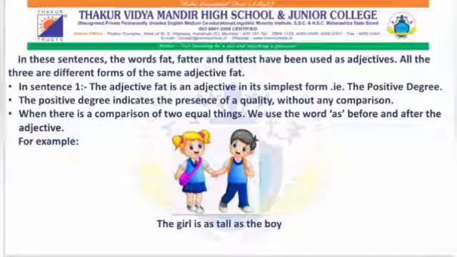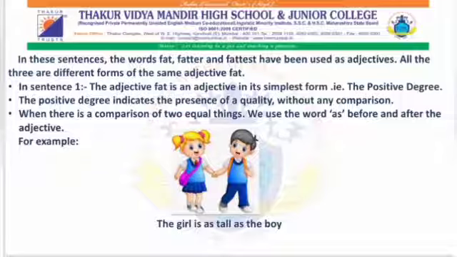In these sentences, the words fat, fatter, and fattest have been used as adjectives. All the three are different forms of the same adjective fat. In sentence 1, the adjective fat is an adjective in its simplest form, that is, the positive degree. The positive degree indicates the presence of a quality without any comparison.